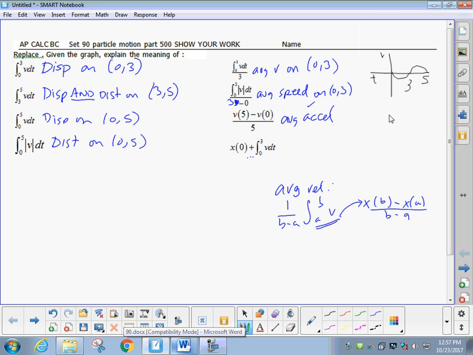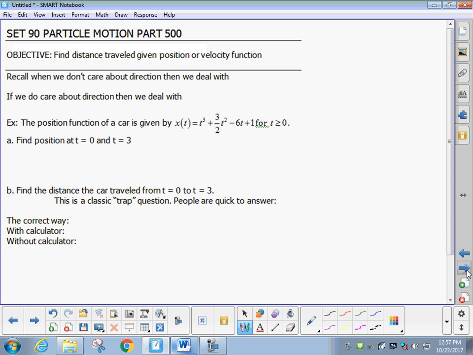Position plus change in position is position at time 3. Okay? I suppose you could say it's a rearranged form of the fundamental theorem. If you integrate v from 0 to 3, what's the antiderivative? x at 3 minus x at 0. And so if I just move this over there, wouldn't that be x at 3? Yes? Okay.